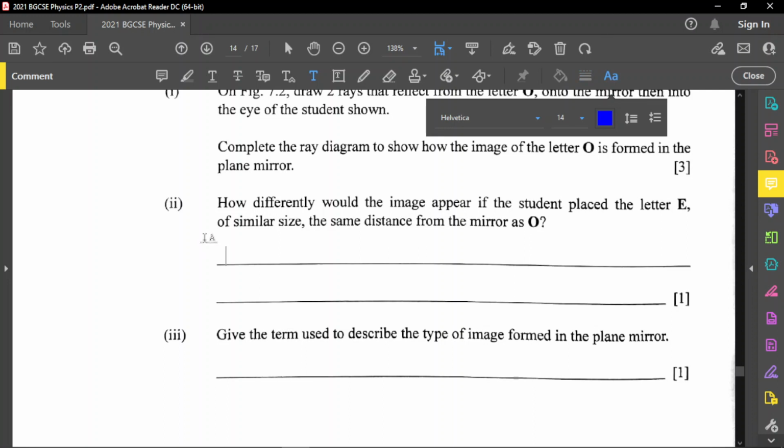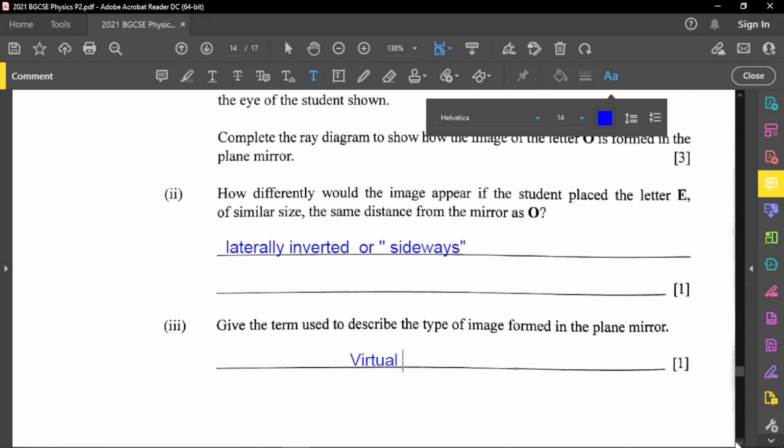It's going to be laterally inverted. Or you can make a note: let's just put quote here, or sideways. Lateral inverted means sideways. Just make a note right there. It will actually look like that, sideways or laterally inverted. Next, give the term used to describe a type of image formed in a plane mirror. The image formed in a plane mirror we call a virtual image. So the term that you use to describe an image in a plane mirror is virtual.